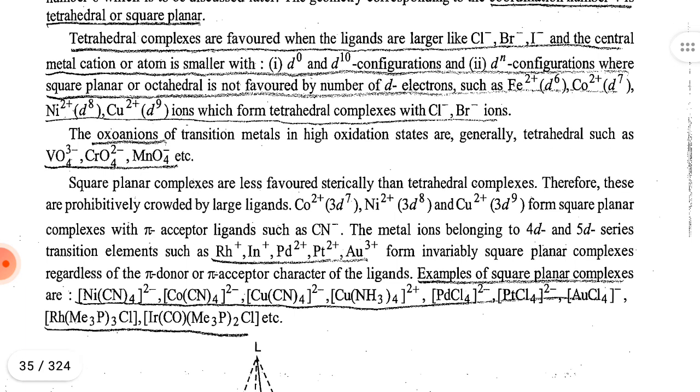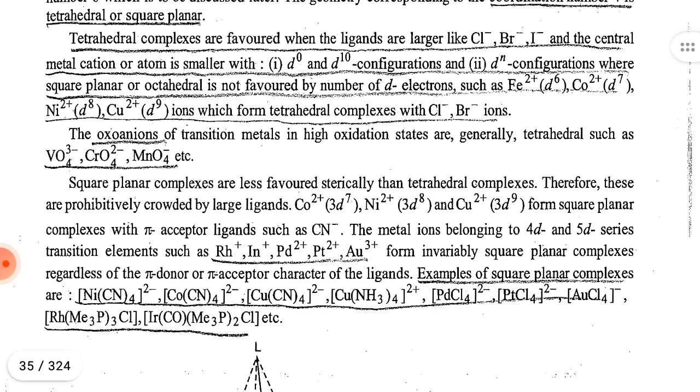Rh(Me3P)3Cl, Ir(Me3P)2Cl. So is square planar complex less or more sterically favored? Square planar is less sterically favored than tetrahedral. Square planar accepts which kind of ligand? Square planar accepts pi acceptor ligands such as CN⁻. Which kind of transition metals form square planar and accept pi donor or pi acceptor character of the ligands? The heavy transition elements such as Rh+, Ir+, Pd2+, Pt2+, Au3+.